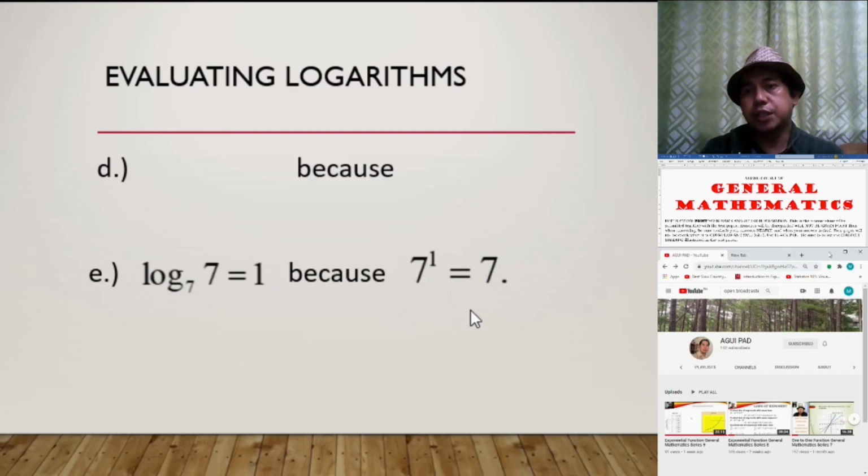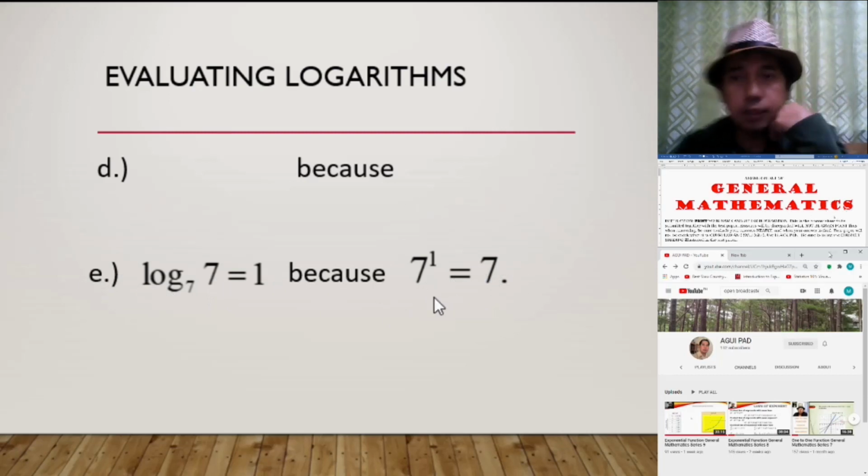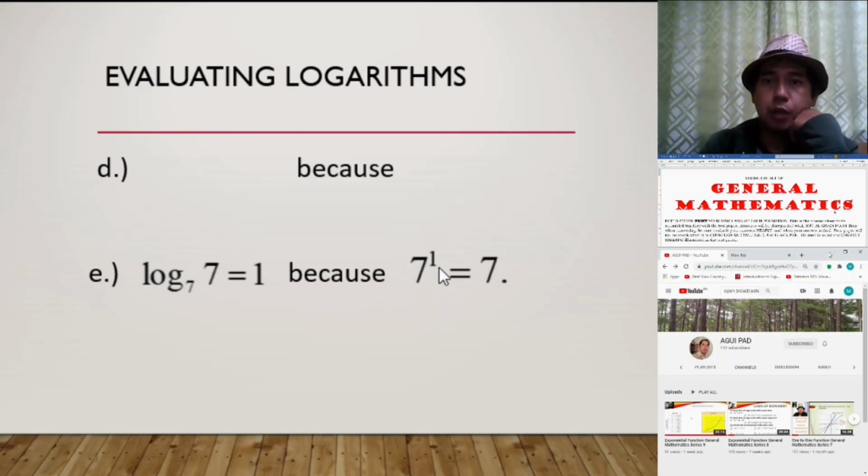Now you will notice in here that any number raised to 1 will always be the number. 7 raised to 1 will be 7. 6 raised to 1 will be 6. 5 raised to 1 will be 5. So that is the application of the properties of the exponent.